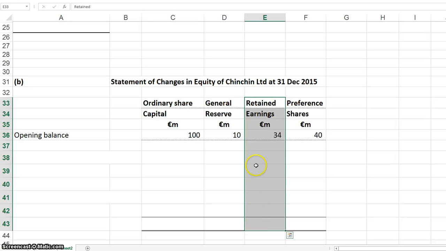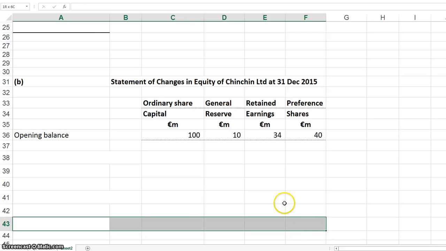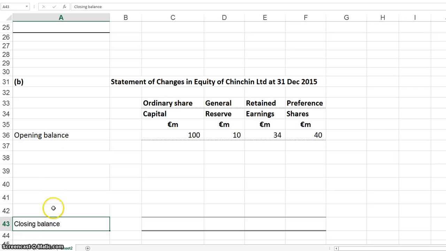Most of the changes are going to happen under the retained earnings column, because this is the one that changes. The object of this is to find out the opening balance at the start of the year, and we're going to end up down here with a closing balance at the end of the year. So in between we have to show what impacts on the opening balance.